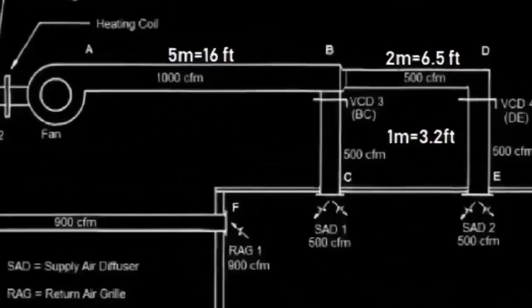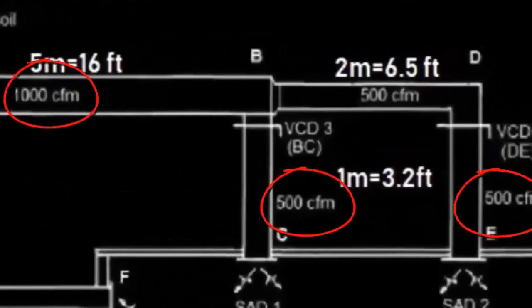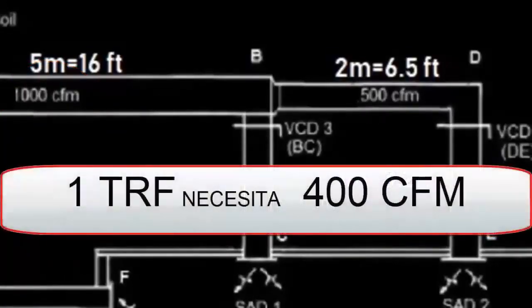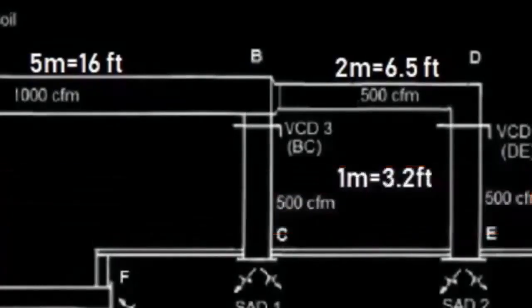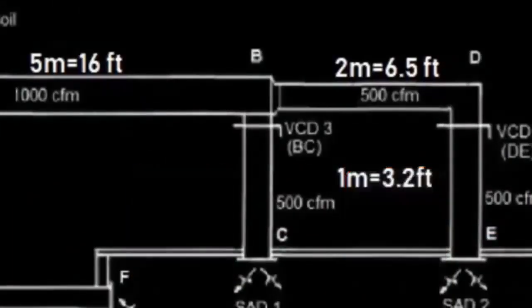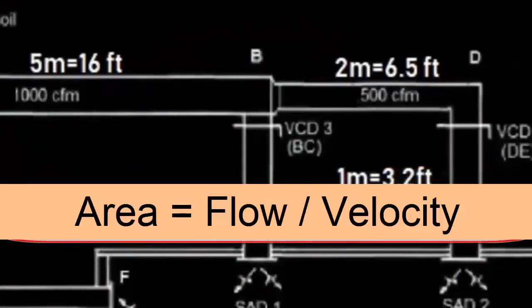Another important fact is that the total supply flow is 1000 CFM, divided into 2 outlets. As we studied in the previous notes, 400 CFM is required for each refrigeration ton. So we are talking about 1.25 refrigeration tons for each outlet, that is to say 15,000 BTU per hour. To perform the calculation, we are only going to divide the flow by the design speed.